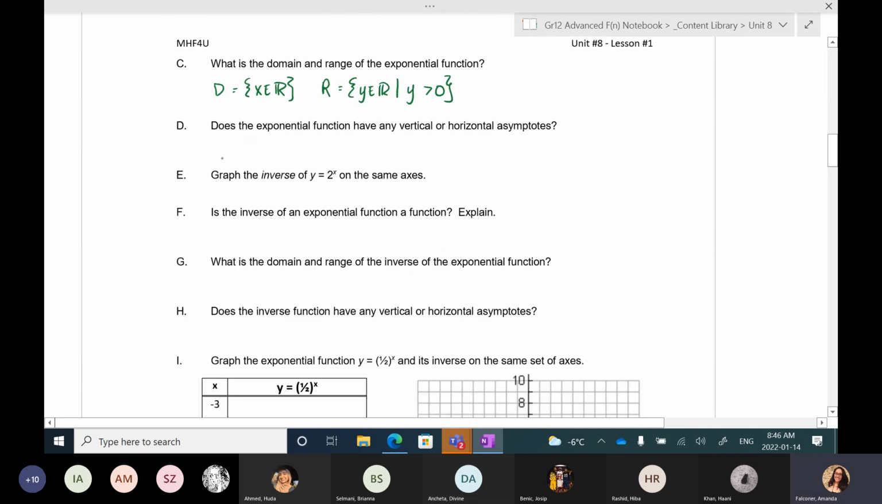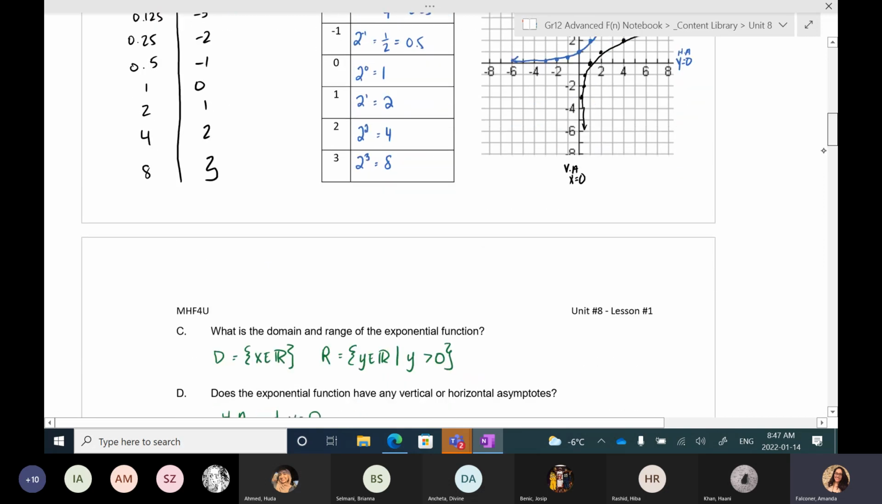Does the exponential function have a vertical or a horizontal asymptote? We put that in. That's a horizontal asymptote at y equals 0. The graph of the inverse, we did this already, check. Is the inverse of an exponential function a function? If we look at our example, yes, it is, because it passes the vertical line test.